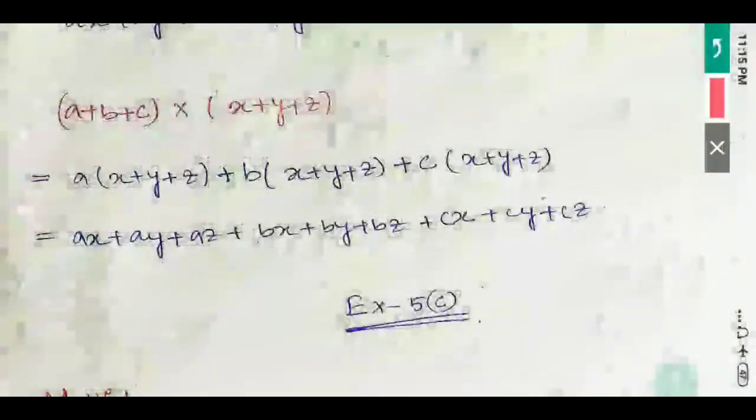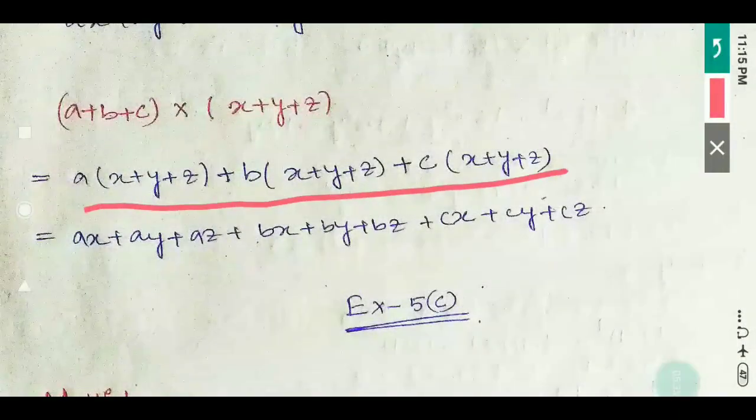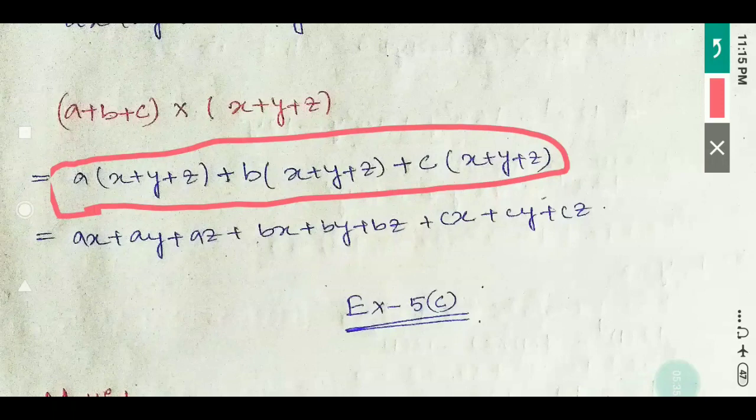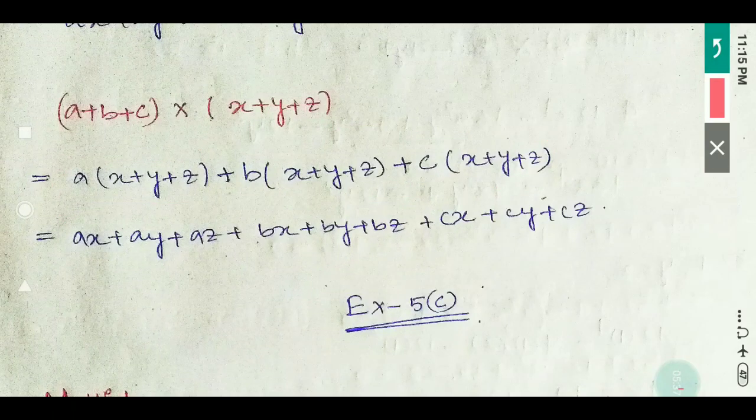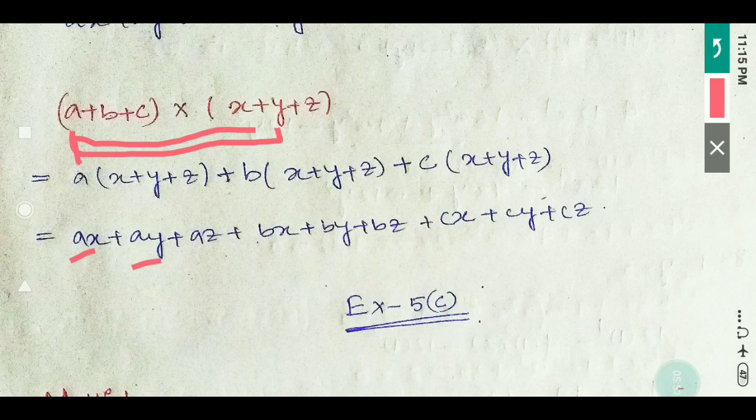Without writing this form, you can simply do the multiplications. The more you practice this multiplication, the easier it will be to write the terms directly. So now say a into x, ax, then a into y, ay, a into z, az. Okay, then a's work is finished.